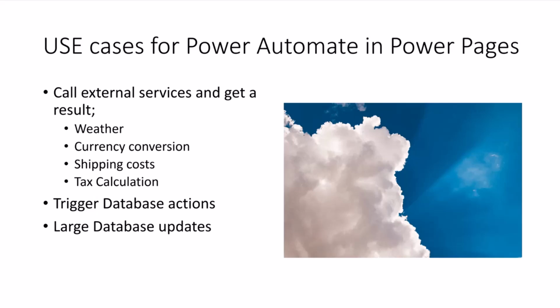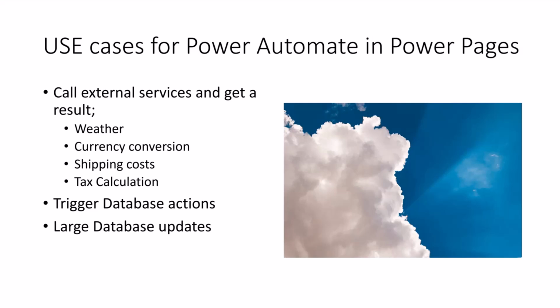So moving along, here are some use cases for using Power Automate in Power Pages. Obviously, to call external services, again, to tap into those thousands of connectors. The sample that you see on Microsoft Docs is doing the weather, but also if you want to do a real-time currency conversion, and yes, the Canadian dollar is beginning to tank. If you're getting paid in other currencies, like I do sometimes, it's beneficial to see that on a daily basis. But maybe you want to calculate shipping costs or do some tax calculations. Those types of things we can call external services for.